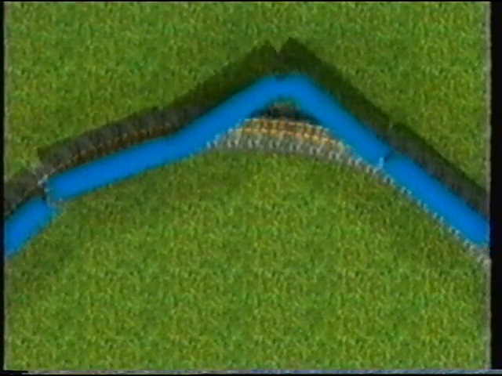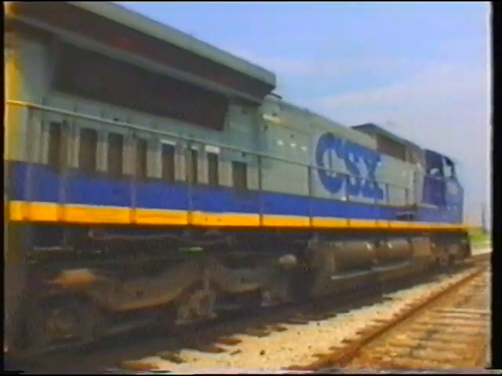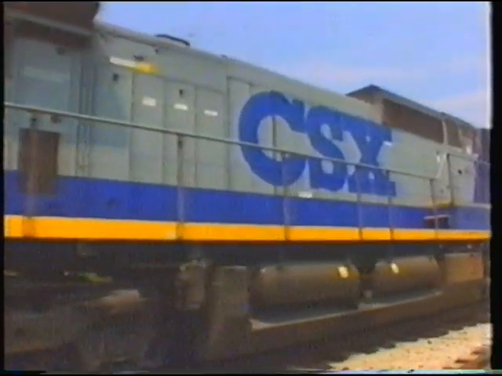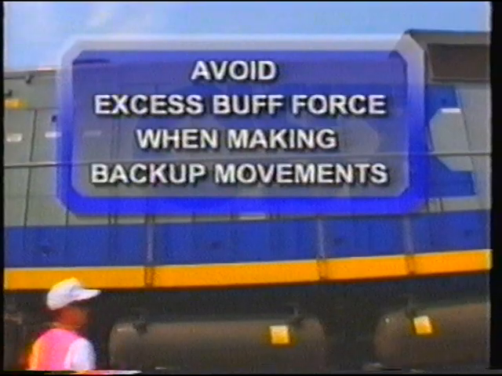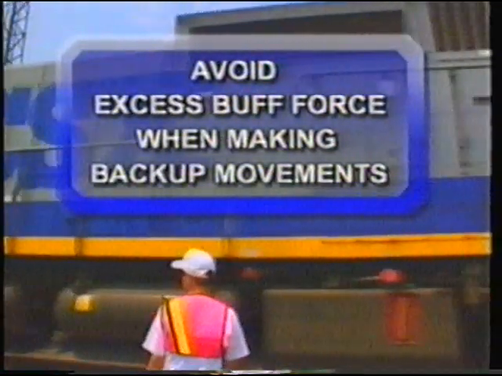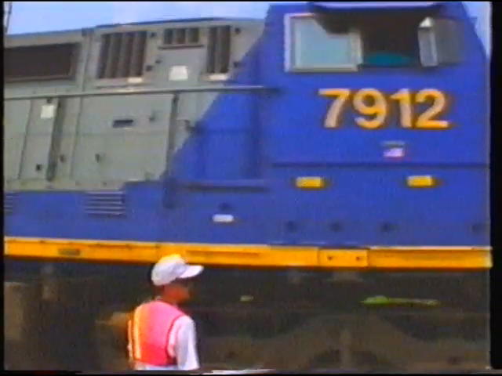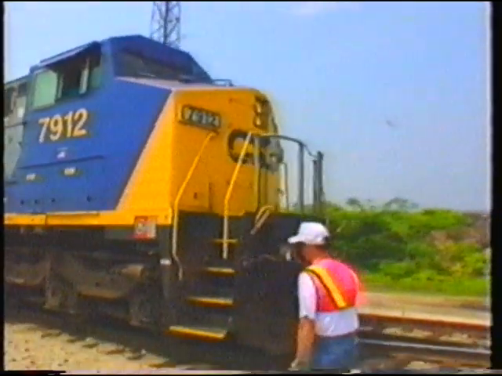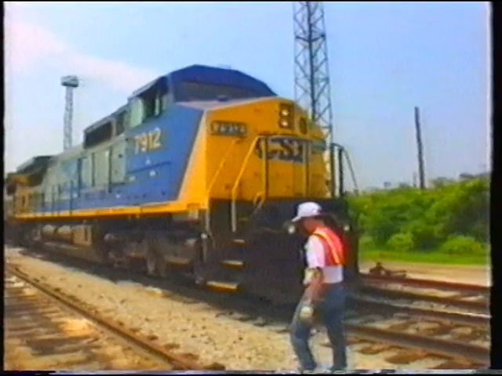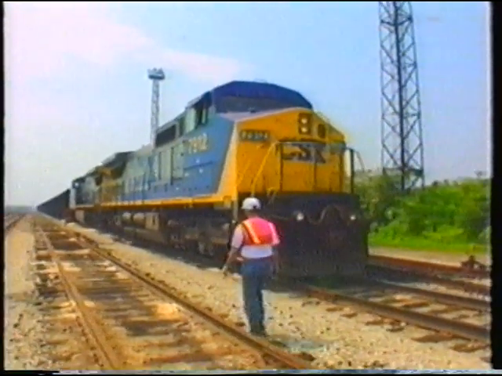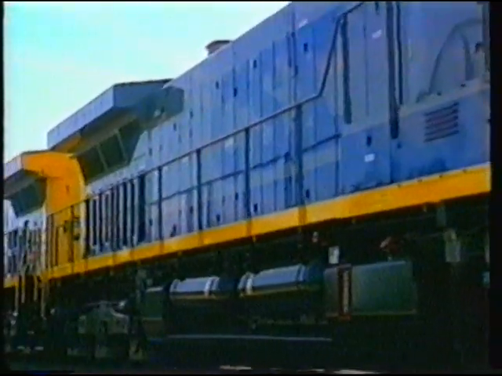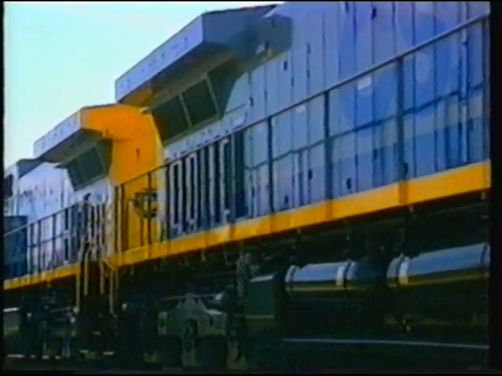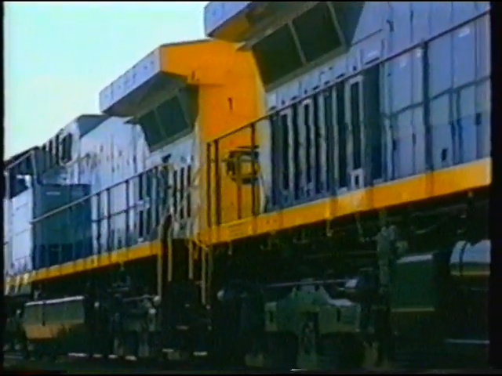force is not controlled. Again, remember, the total buff force generated when starting a backup movement must be no more than that required to make the necessary movement. The number of powered axles when making a backing movement must not exceed 15 axles when the train or set of cars exceeds 50 cars. Remember that all AC locomotives count as 9 axles in power when figuring this axle value.